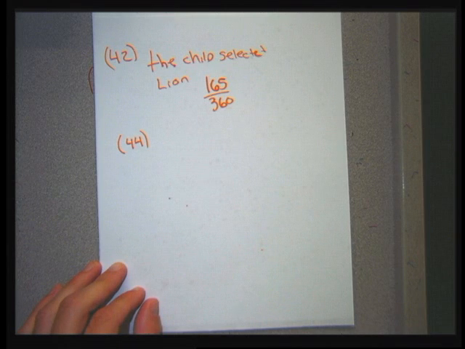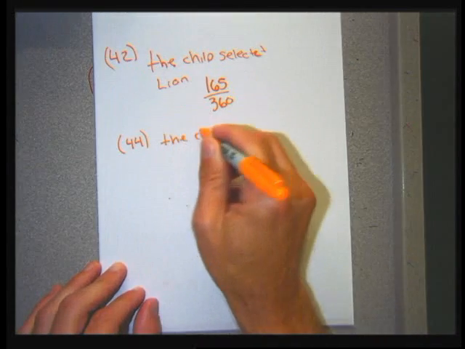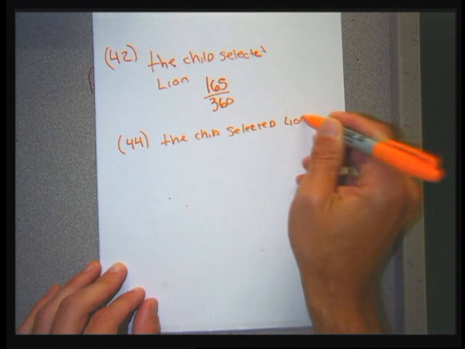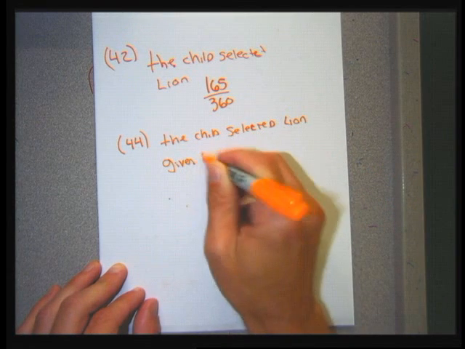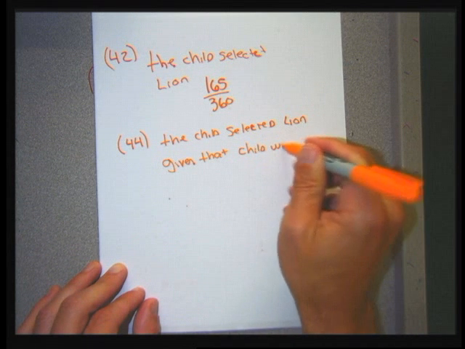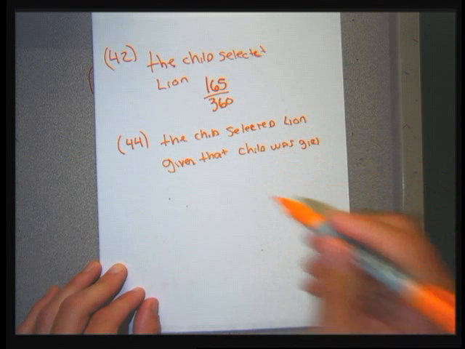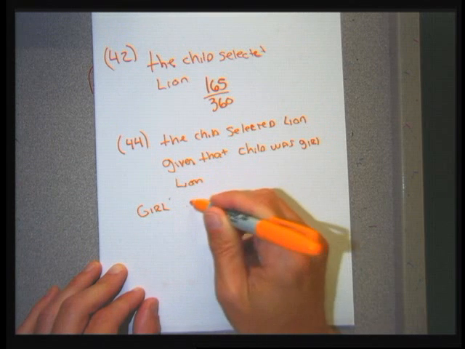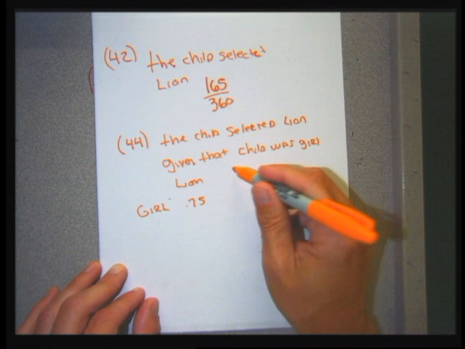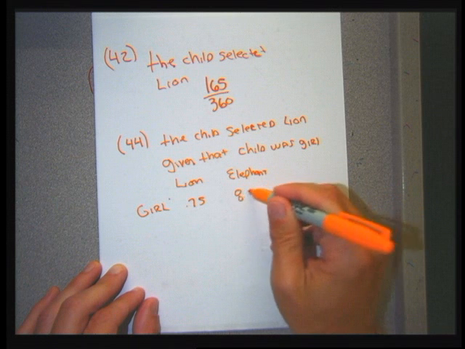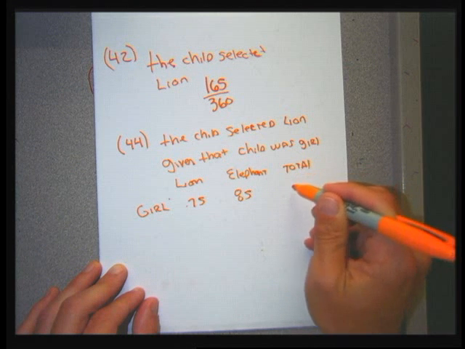44 says, what's the probability that the child selected a lion? And then I have a given that. The given that is going to restrict my sample space, or restrict my denominator. It says, given that the child was a girl. The fact that it says the child was a girl means I can only look at the girl line. And the girl line says there were 75 girls that preferred the lion for the new animal, 85 girls that preferred the elephant for the new animal, for a total of 160 girls.